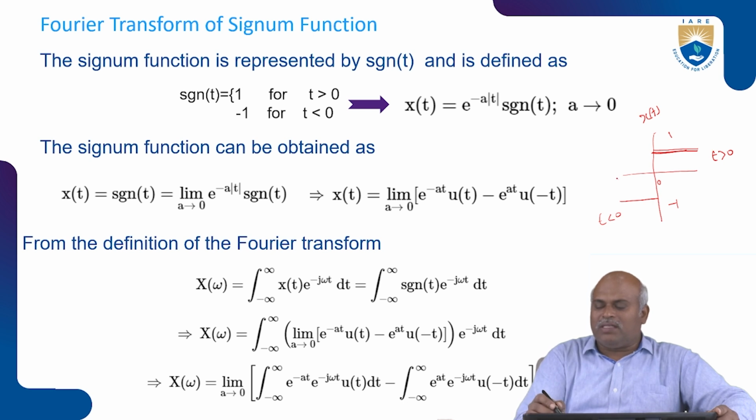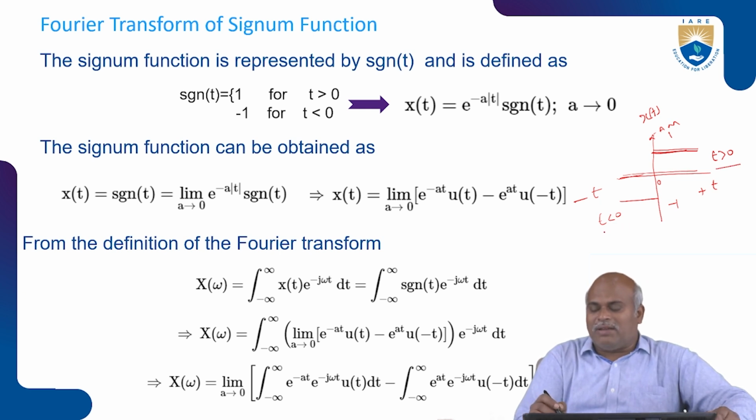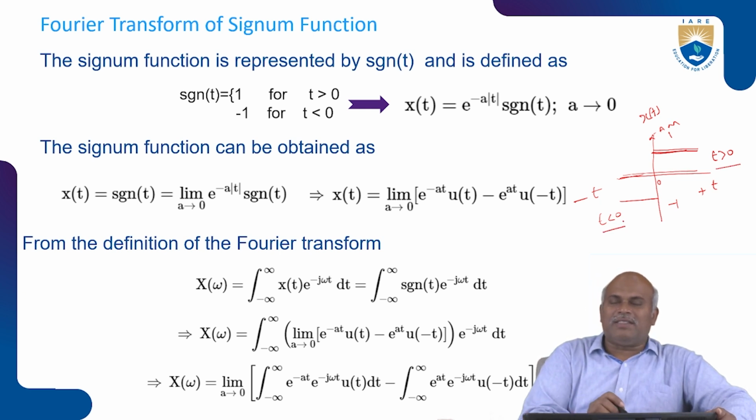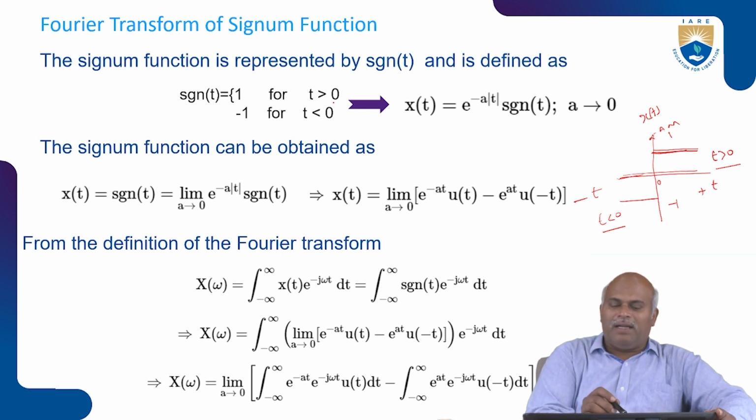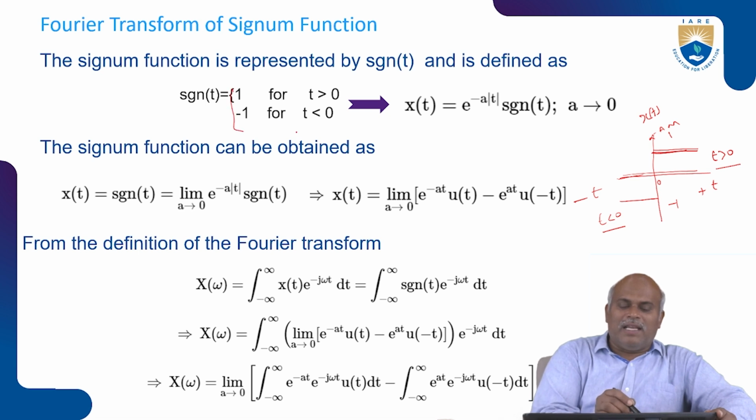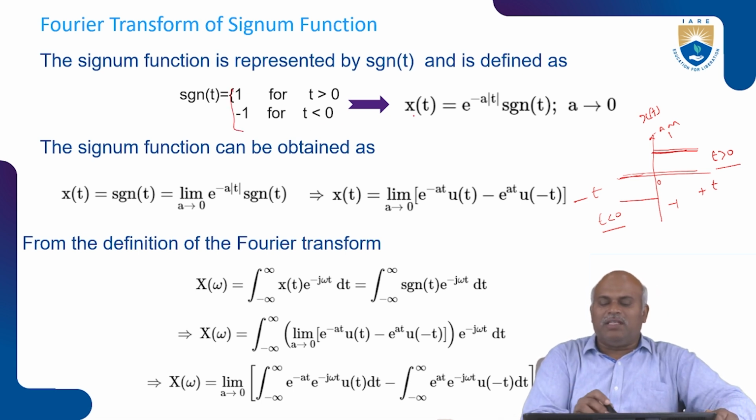So this axis is t, plus t and minus t, and it represents the amplitude. That amplitude is equal to 1 when t is greater than 0. The amplitude is minus 1 when t is less than 0. That's why I simply write the signum function as 1 when t is greater than 0, and minus 1 when t is less than 0. This value I write as x(t).